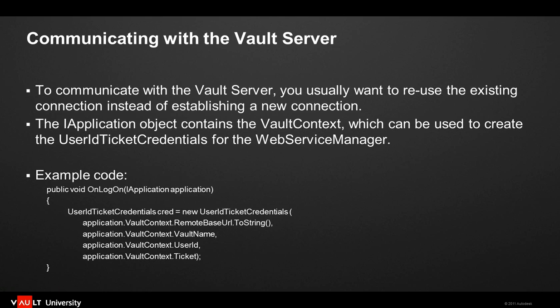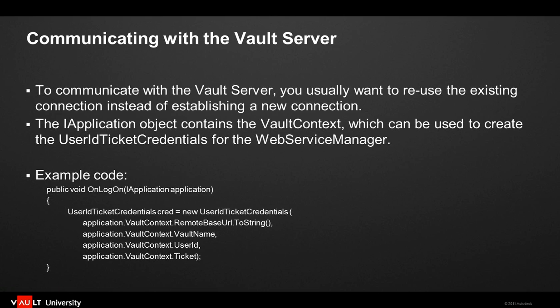It'll also pull out other useful information, like if you're running on a different port. If Vault is not on port 80, that's all contained in the URL. And also if you're running SSL, that's part of the URL, and the user ID ticket credentials can pull all that stuff out and set up the connection for you. So that's why that first parameter is kind of weird.